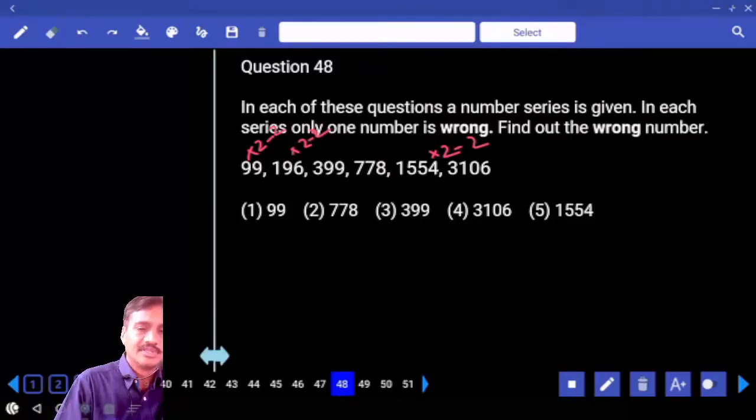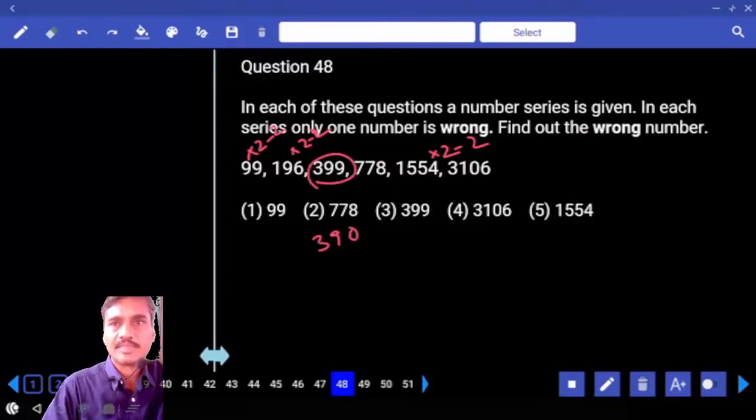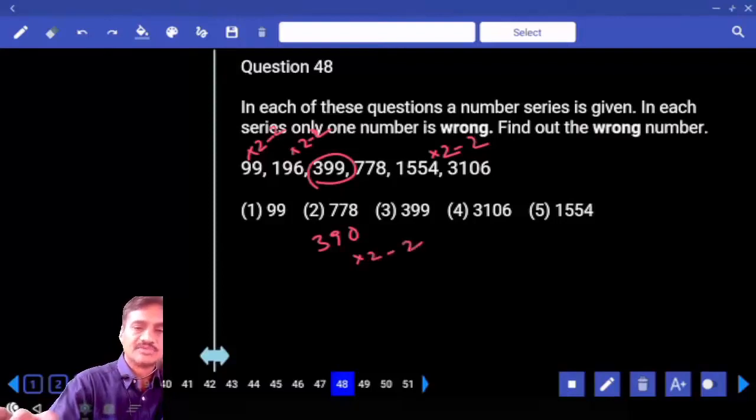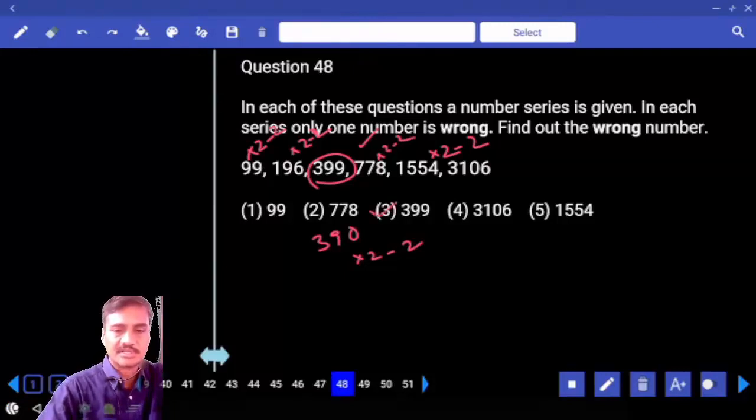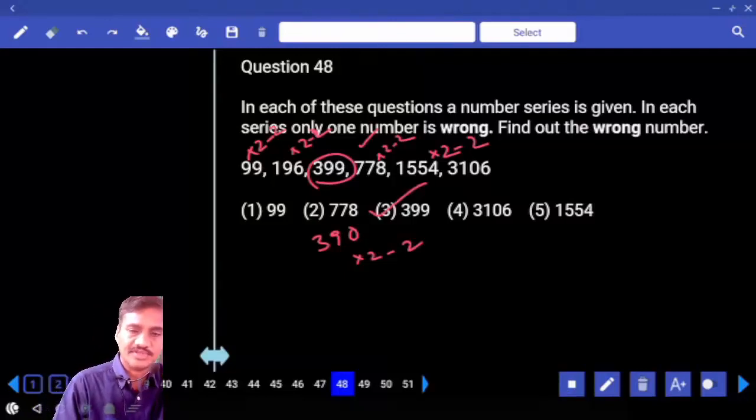And what should come? 390 should come. Is 390 there? 390 into 2 is 780 minus 2, 778. It matches. And this is also into 2 minus 2. The wrong number is 399 and the correct number is 390. Into 2 minus 2, into 2 minus 2, into 2 minus 2, and so on. 48.